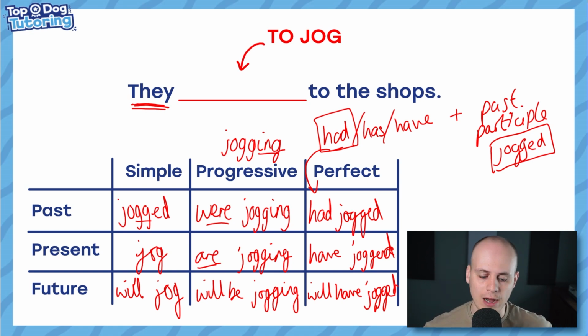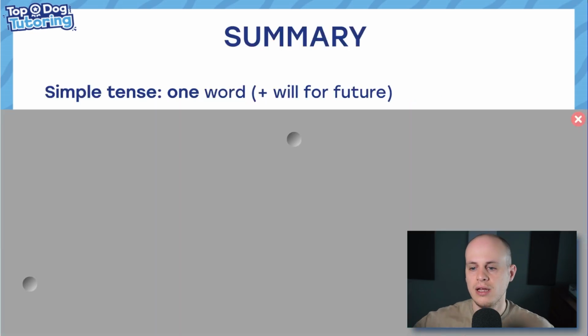So what I'm going to do now is let you soak this all in with a bit of a summary. All right, this is what I remember as a teacher when I'm trying to teach people how to understand this, and I want to simplify it. This is what I do. I go, right, simple tense, think 1 word. And the word will for the future tense, but think the verb is just 1 word. Run, ran, will run. Okay?